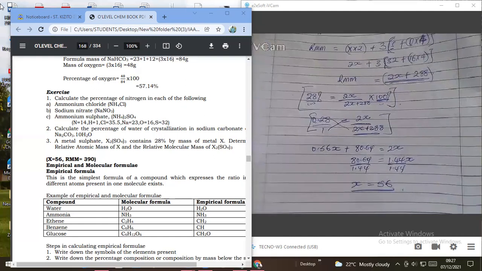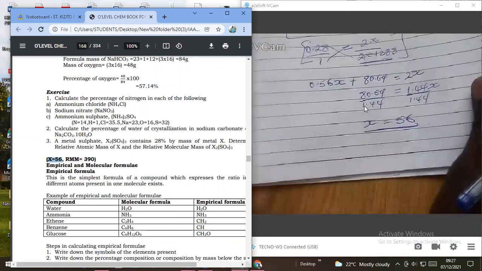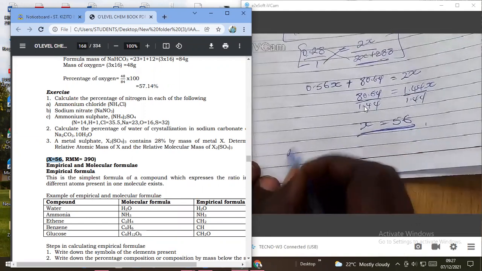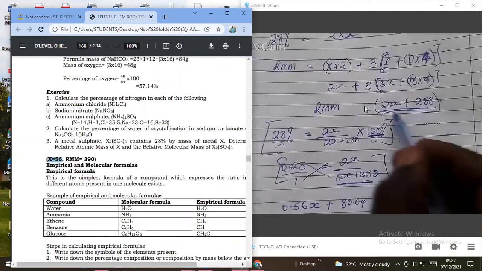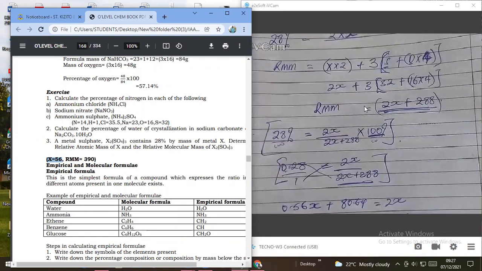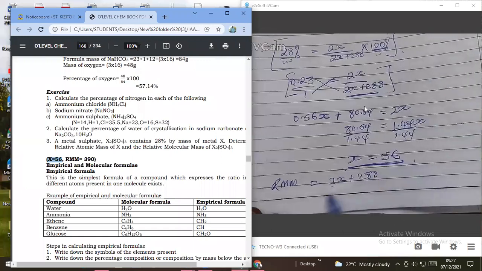Is it the x that was given? Yes. Now, where people would say the number was hard? If you have x, what is the relative molecular mass of that substance? Just compute and put it here. 2x plus 288. You have x. What is the relative molecular mass?